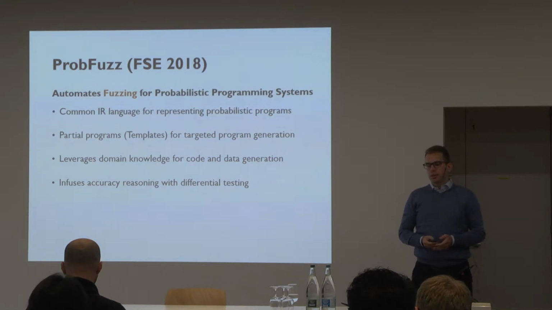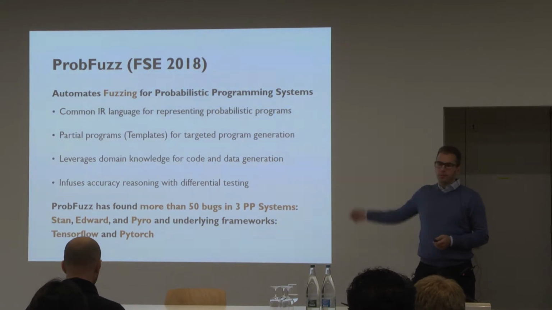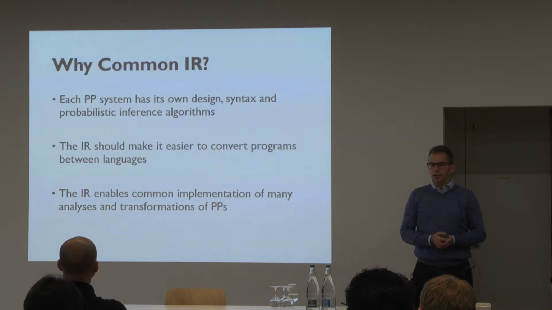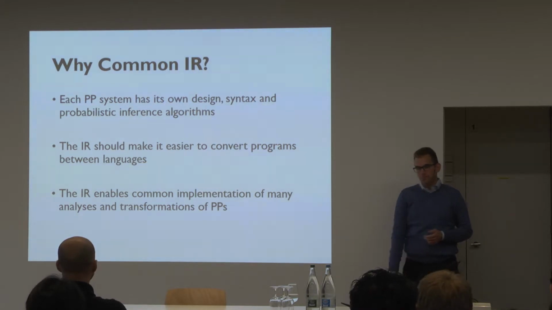So what are the results? Well, the results were fairly positive, and we found more than 50 new bugs in these three probabilistic programming systems, Stan, Edward, and Pyro, and also their underlying frameworks, TensorFlow and PyTorch. And we were also able to reproduce some of the existing bugs that the developers already knew about. All right. So you may wonder why a common IR? Well, as we said, each probabilistic programming system has its own design and syntax, and there is lots of variety. Everyone who introduces a new probabilistic language has their own syntax. It has their own set of assumptions.